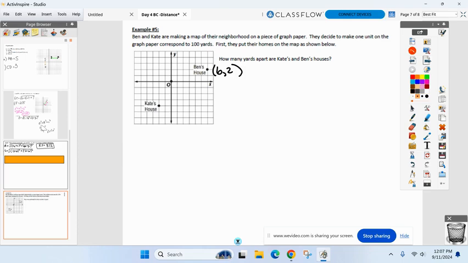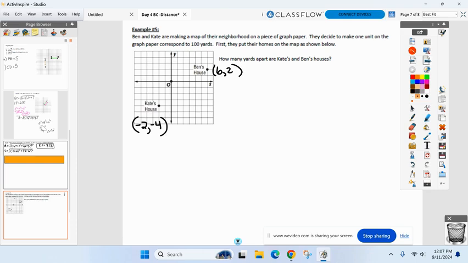Kate's got a little negative over here, huh? Kate's house, coordinate anybody? Negative 2, comma? 4, or negative 4? Negative 4, yep. You guys write your fours.